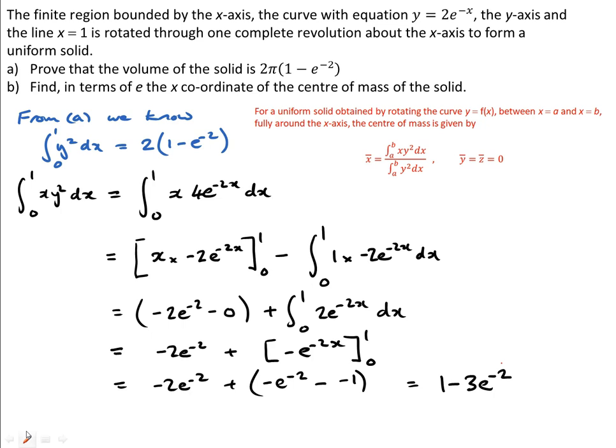So we can now say that the x-coordinate of the centre of mass is going to be 1 minus 3e to the minus 2 divided by 2 lots of 1 minus e to the minus 2. As far as the question is concerned, that will be more than satisfactory as an answer. We've answered the question. We've given the x-coordinate of the centre of mass in terms of e.